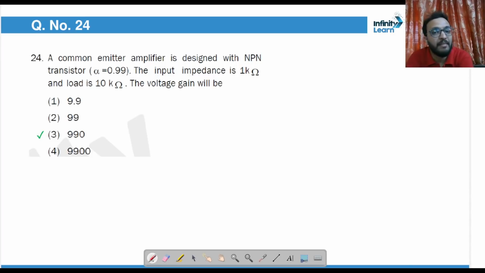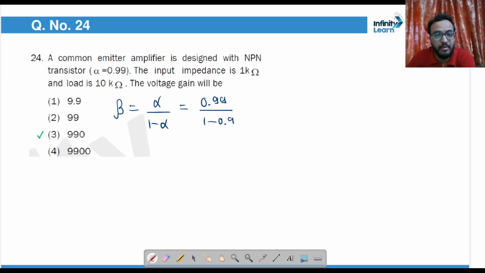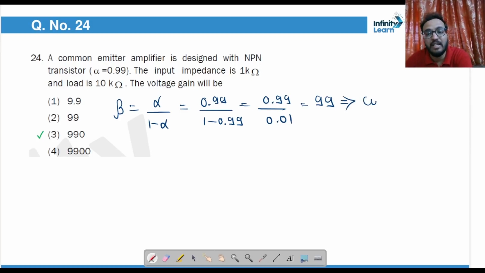Question 24. A common emitter amplifier is designed with an NPN transistor. Alpha is 0.99. So what is the current gain? That is beta. Beta is alpha upon 1 minus alpha. So 0.99 upon 1 minus 0.99, that is 0.99 upon 0.01, that is 99. This is your current gain.